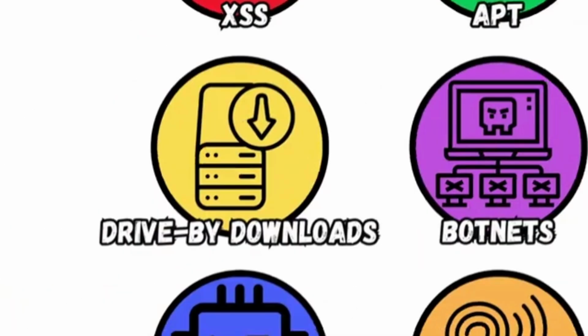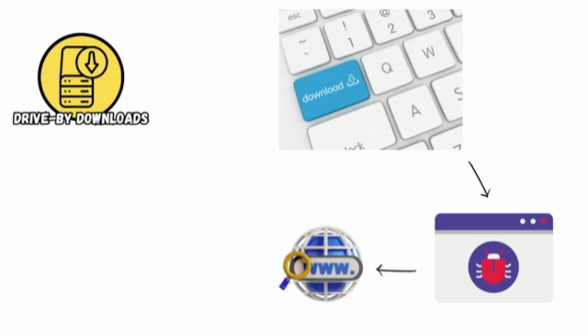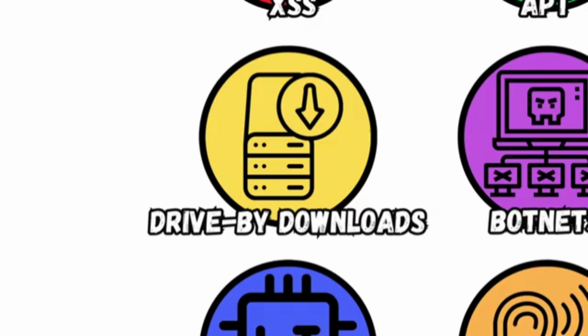And the next attack is drive-by downloads. A drive-by download happens when malicious software is automatically downloaded onto your device simply by visiting a compromised or malicious website. In many cases, no download button needs to be clicked if the browser or plugins have security vulnerabilities. So to protect against this, keep your browser updated, avoid suspicious websites, and use antivirus software.